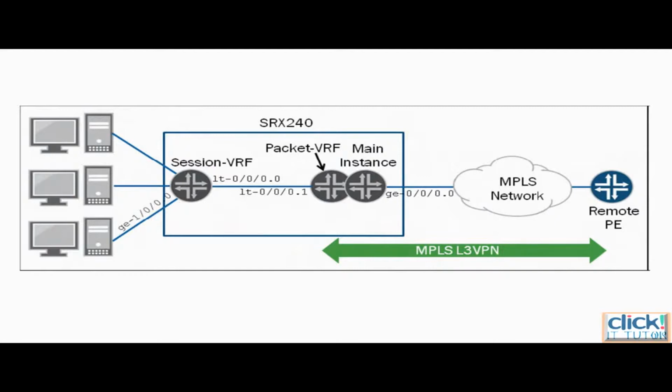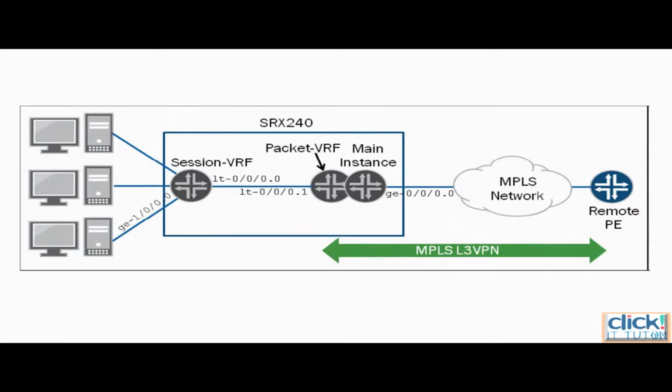All traffic going in or out of the Session VRF participates in security zones and must pass through security policies to be allowed through. The configuration requires a selective packet-based firewall filter to place the traffic into packet mode. The operator configures the filter inbound on the logical tunnel lt-0/0/0 unit 1 interface. The Junos OS applies the filter as traffic ingresses the packet VRF.